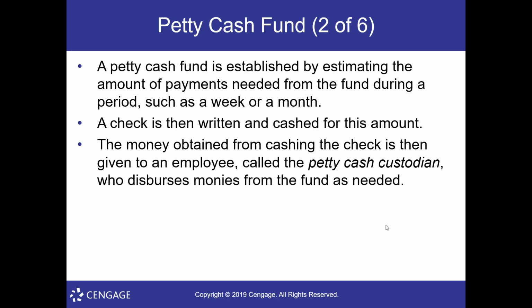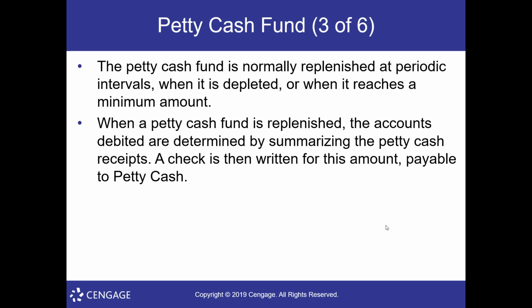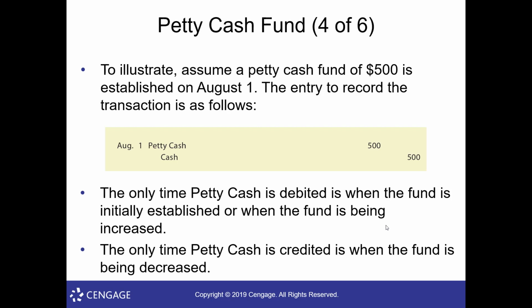The money obtained from cashing that check is given to an employee called the petty cash custodian who disburses the money. The petty cash fund is normally replenished at periodic intervals when it's depleted or when it reaches a minimum amount. When the petty cash fund is replenished, the accounts are debited as determined by summarizing the petty cash receipts. So here's an example. Let's assume we want to establish a petty cash fund of $500. On August 1st, we enter a record. So we debit petty cash, credit cash. So we take it out of the bank account, we put it in an account called petty cash. The only time petty cash is debited is when you establish the initial fund.